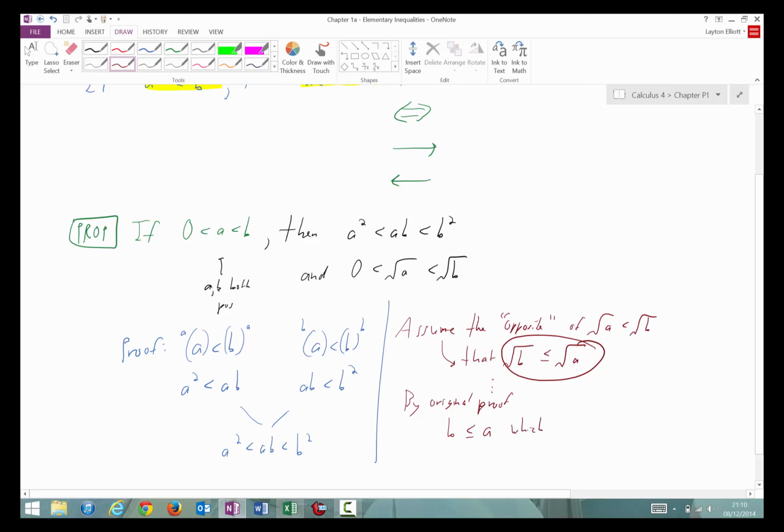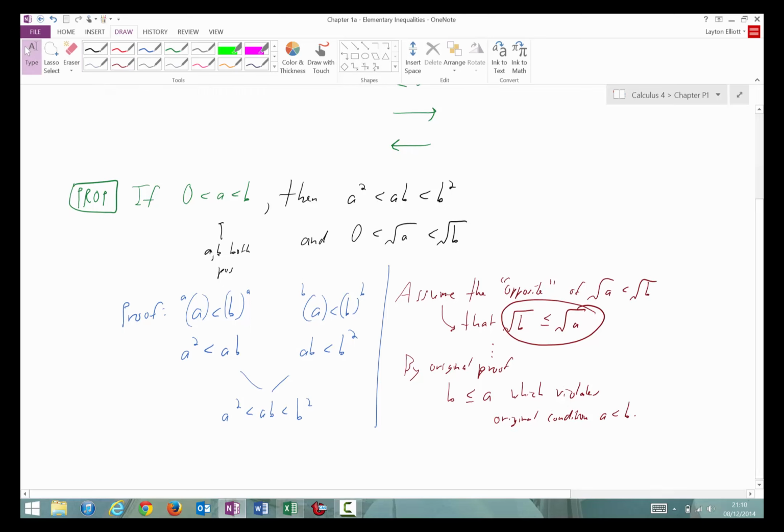But this thing, which violates, trying to keep my language correct, by the original proof, B is less than or equal to A, which violates the original condition. And that original condition is this thing here, that A is less than B. Therefore, we can safely say that the square root of A is less than the square root of B. And a little symbol we can use here, once we realize that, is this little arrow inside an upside-down triangle, which means that a contradiction was attained.